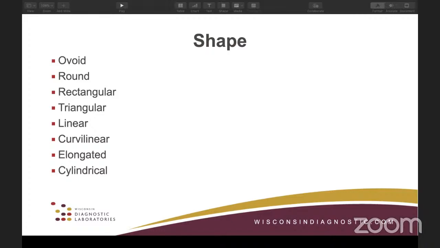Ovoid, obviously means oval shaped, round, rectangular, triangular, or wedge shaped. I use that a lot for placentas. Infarcts are often wedge shaped. Linear, of course, straight line. Curvilinear, I like that word a lot just because it's fun to say, but you can use that for skin scars, or it's a line but it's curved, so that's curvilinear. Elongated is another good word. Cylindrical or tubular, things like that.